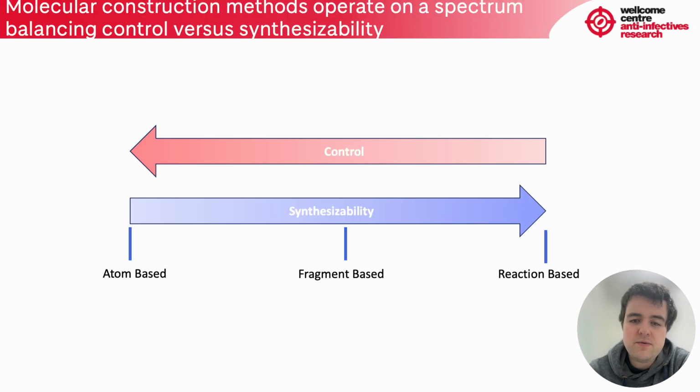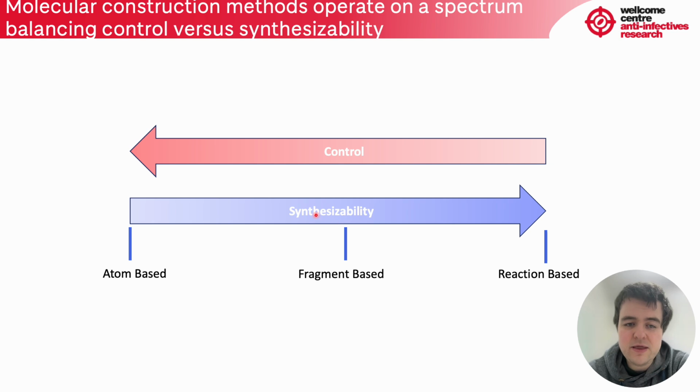So to begin with, we think about molecular construction. We can really think about molecular construction operating on a spectrum, and on that spectrum we look to balance control and synthesizability. So on the left-hand side here, we have atom-based, and in atom-based, we have infinite control, so we can position an atom exactly where we want on the molecule. However, the issue is that we may not be able to synthesize that molecule successfully. And that is really where we have to start to think that there is a balance between being able to reach anywhere in the chemical space versus actually being able to make that molecule in practice.